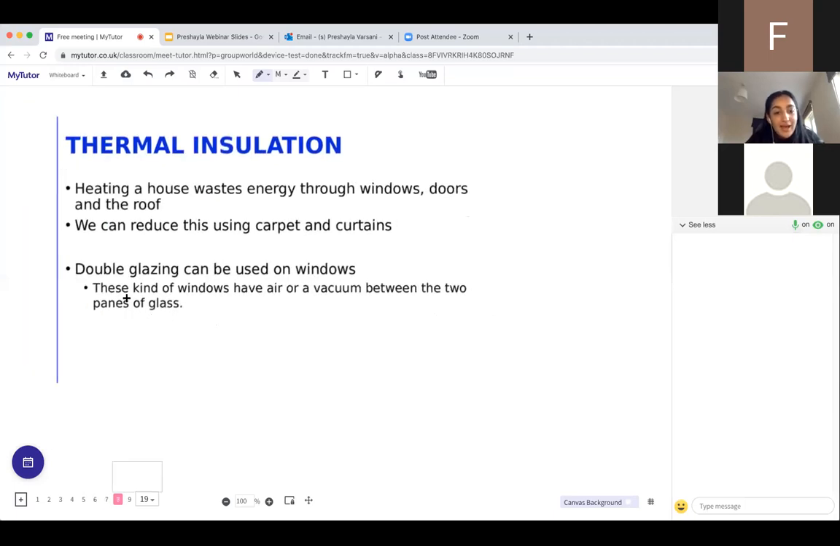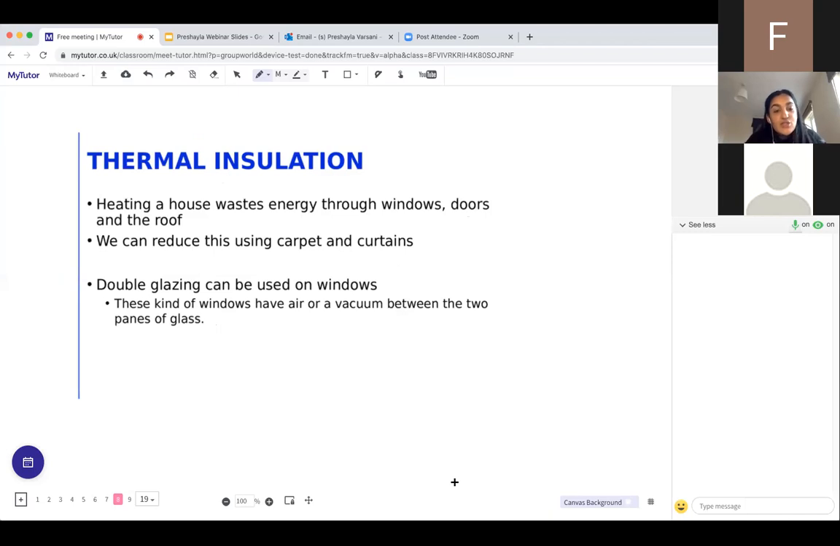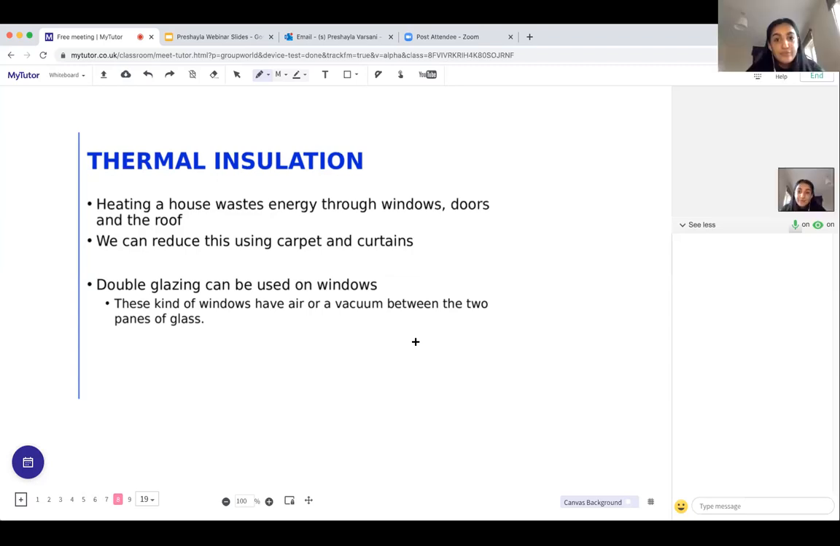The other one that we have is thermal insulation. So thermal insulation is talked about in terms of your house. Heating a house wastes energy through windows, doors, and the roof. They're the main places where heat energy gets lost. And this is a real problem because we obviously have to pay for gas and electricity, and it's not cheap. It can be really expensive. So we want to make the energy as efficient as possible. We want it to be as useful as possible.